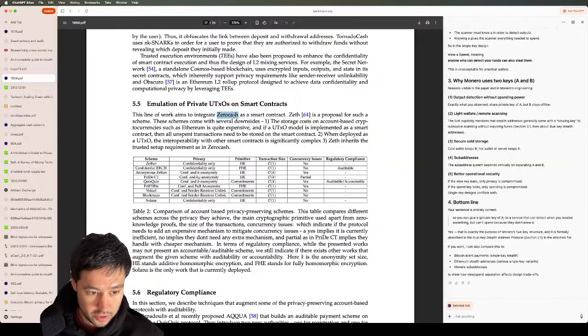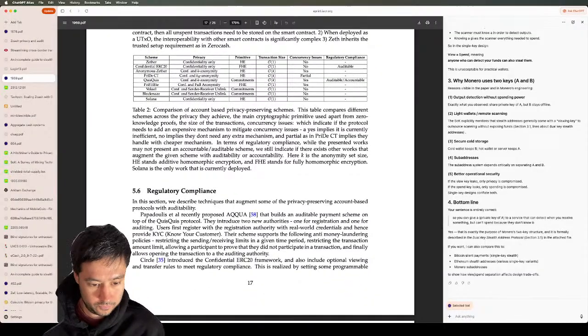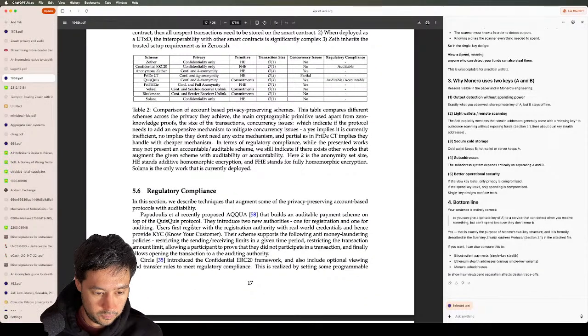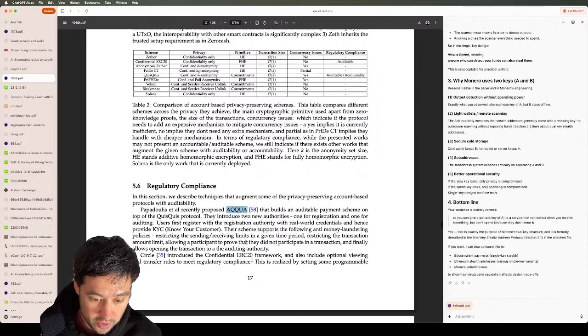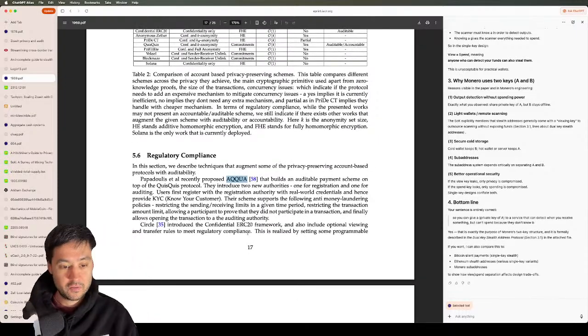I mean, Tornado Cash is such a scheme, right? Circle introduced a confidential ERC20 framework. All right, 58 and 35.